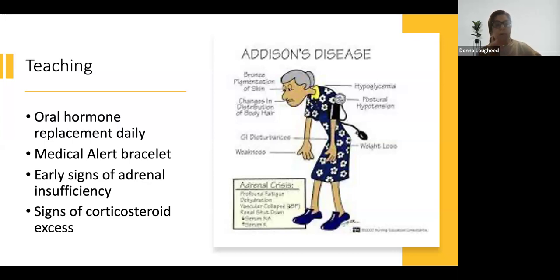It's also important that the family and the patient detect the early signs of adrenal insufficiency because it can deteriorate to that crisis. Again, that's that life-threatening situation. And if you give an over replacement of the glucocorticoids, it's going to result in adverse effects too. So you need to know the signs of excess, and we're going to learn about them in the next several slides.